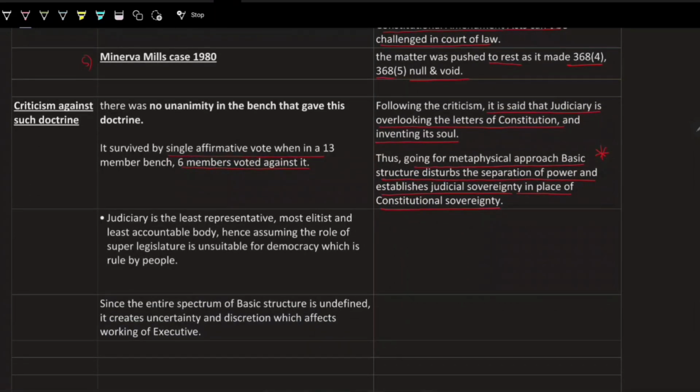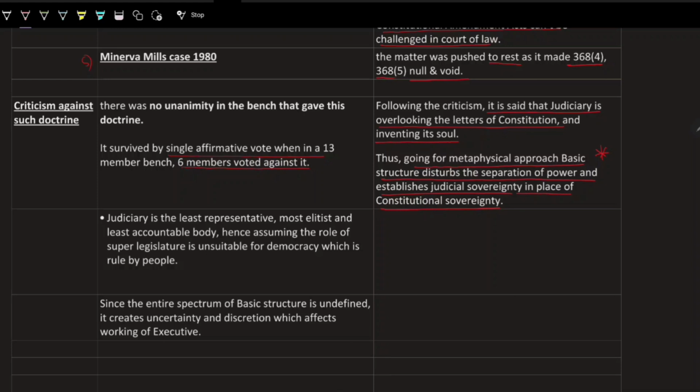Criticism against such a doctrine. There was no unanimity in the bench that gave this doctrine. It survived by a single affirmative vote when, in the 13-member bench, 6 members voted against it. Following the criticism, it is said that the judiciary is overlooking the letters of the Constitution and inventing its soul. Thus, by going for a metaphysical approach, basic structure disturbs the separation of powers and establishes judicial sovereignty in place of constitutional sovereignty. The judiciary is the least representative, most elitist and least accountable body, hence assuming the role of a super legislature is unsuitable for a democracy which is ruled by the people.